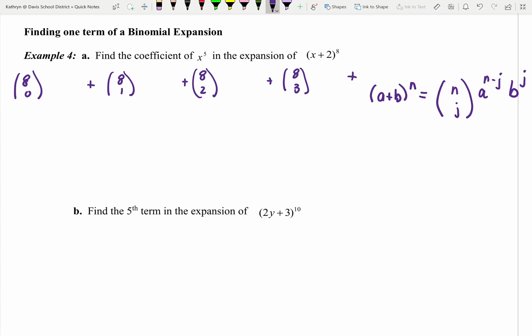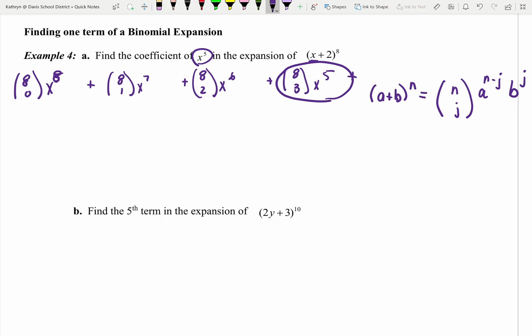Okay? But that's not what they're asking. They're looking for just one term. There are 9 terms in this expansion. They want us to focus on just one. So see this x? Start big. So this one's big. Then you go, oh sorry, that should be 8. Okay, so it's the biggest exponent, 8. Then a 7. And then a 6. And then a 5. So this is the guy I'm looking at, because it's the expansion of the x to the 5th.